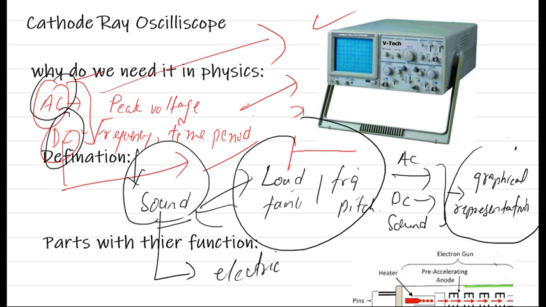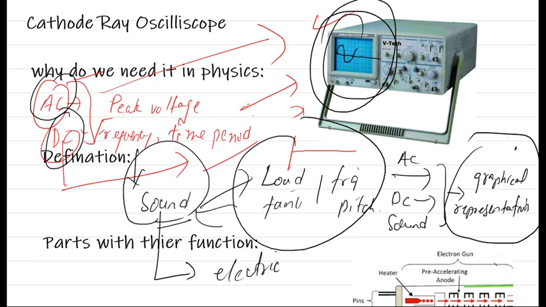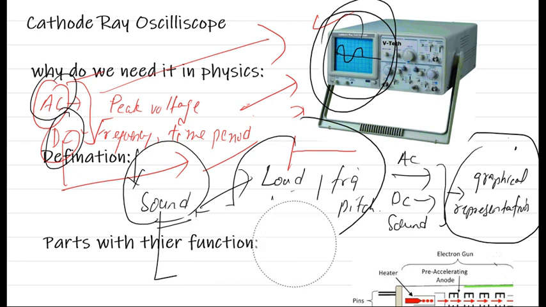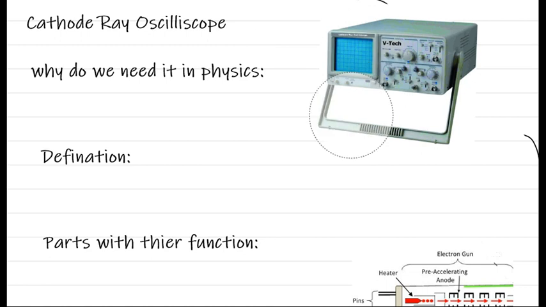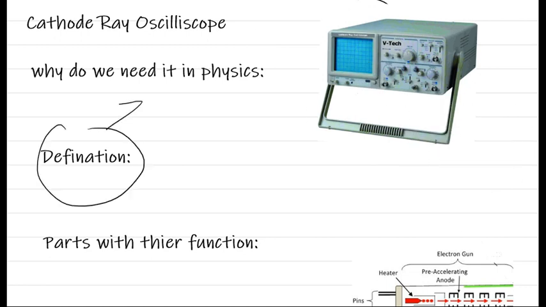That's why this is the easy method. With the CRO, here you can see the output display. You can see the grid here, like a graph paper. On these grids, we get the waves. They can be of different shapes, which we will discuss one by one. After discussing its parts, we will see how we can analyze and mathematically calculate all these physical quantities I have discussed. On this basis, how can we define that device? Very simple. So what is the CRO?